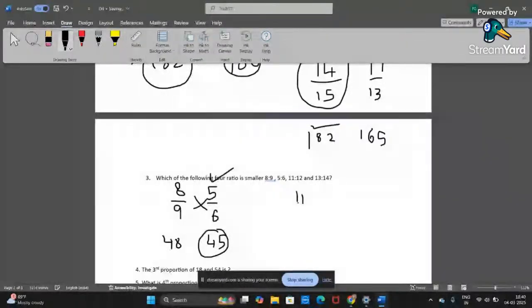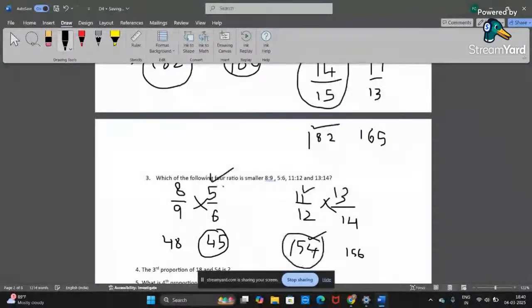Now let's find out for these two ratios, 11 by 12 and 13 by 14. So again, we have to do cross multiplication. 11 into 14, how much is it? It is 154, right? And 13 into 12, how much is it? It is 156. Between these two, which one is smaller? This is smaller.